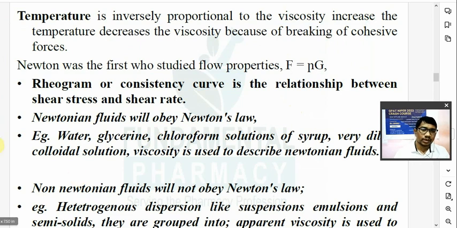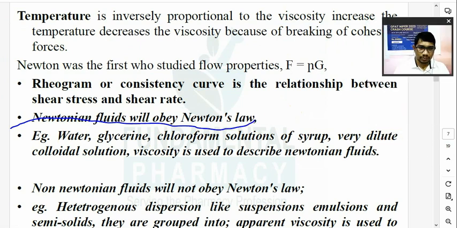So इसके ऊपर भी क्वेश्चन आया, Newtonian fluids or Newtonian liquids, they obey the Newton's law. What are the examples of Newtonian? So water, glycerin, chloroform, solution of syrup, very dilute colloidal solution. Now the viscosity term is used to describe the Newtonian liquid.